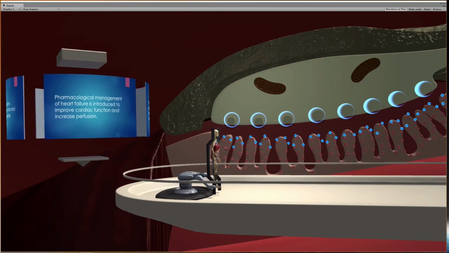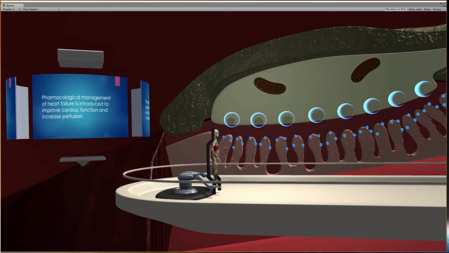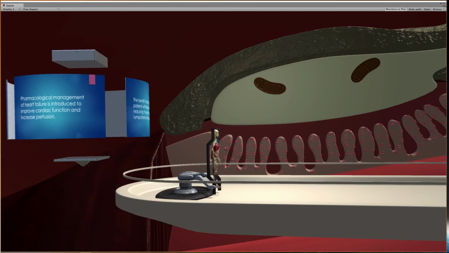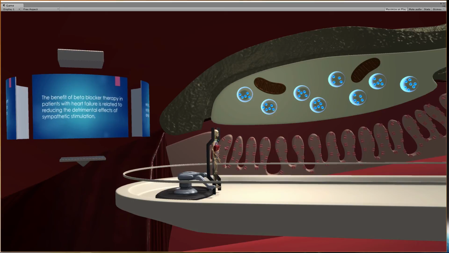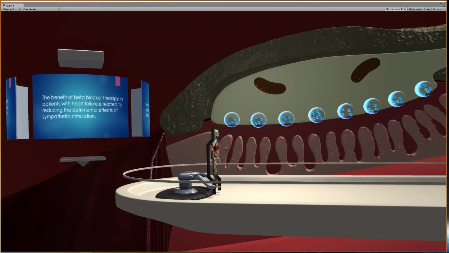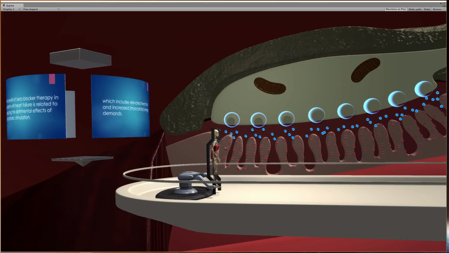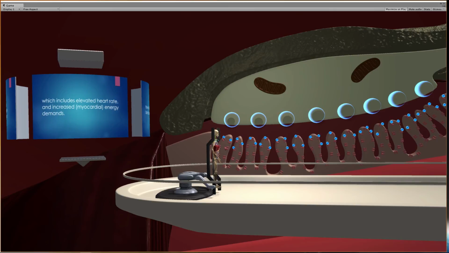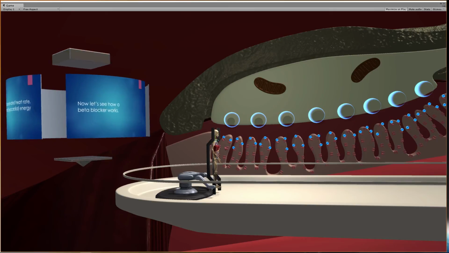Pharmacological management of heart failure is introduced to improve cardiac function and increase perfusion. The benefit of beta blocker therapy in patients with heart failure is related to reducing the detrimental effects of sympathetic stimulation, which includes elevated heart rate and increased myocardial energy demands. Now let's see how a beta blocker works.